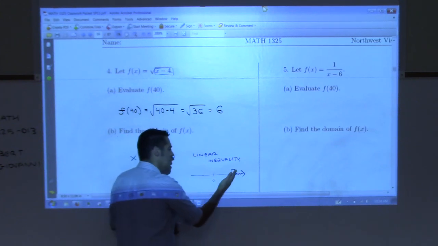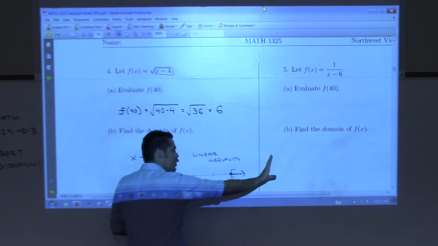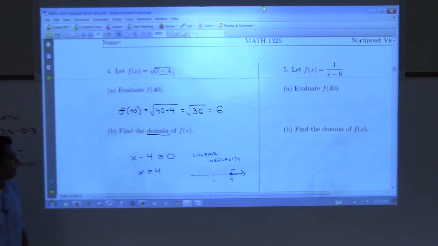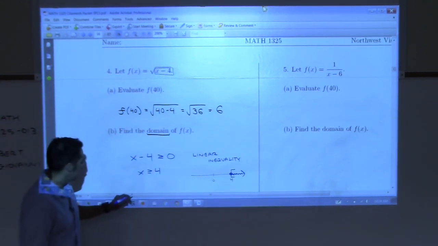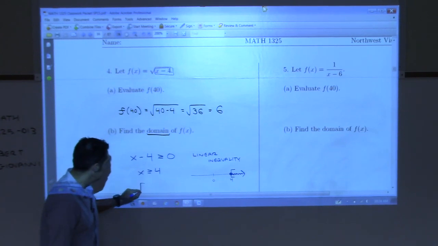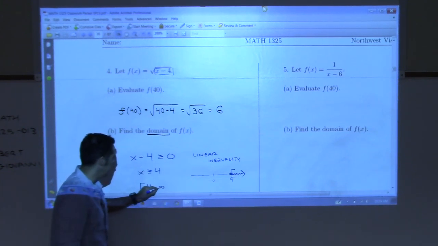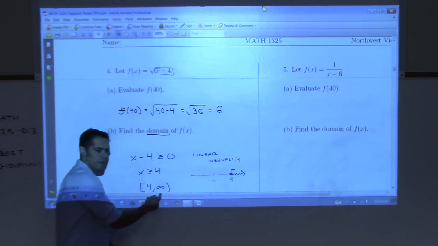Okay, so how do I represent all those answers to the right of 4 and including 4 in what's called interval notation? You put a bracket, and then you put 4, comma, and then everything out forever. Infinity. And then a parenthesis. You always put parenthesis on infinity.